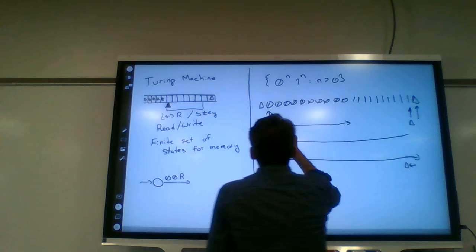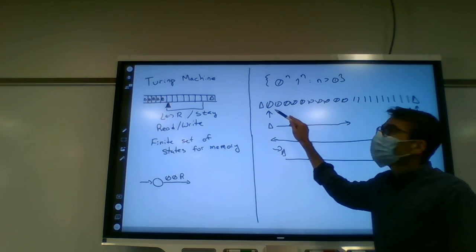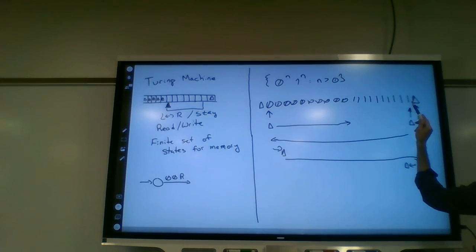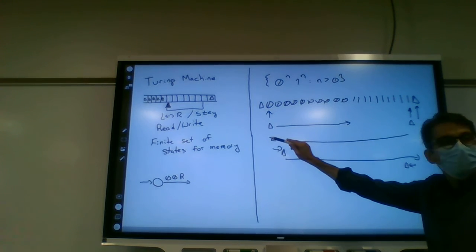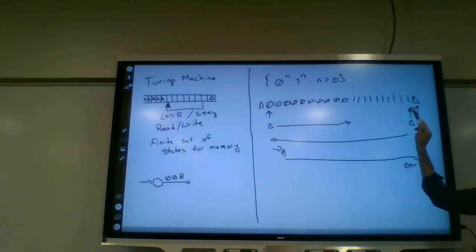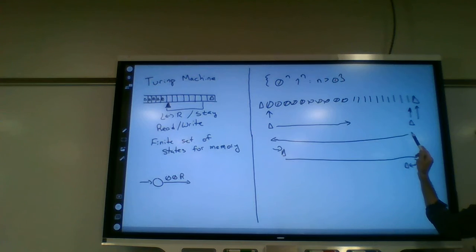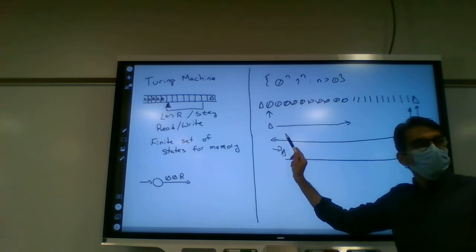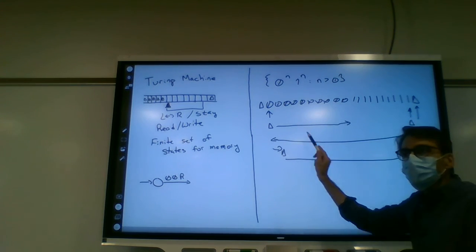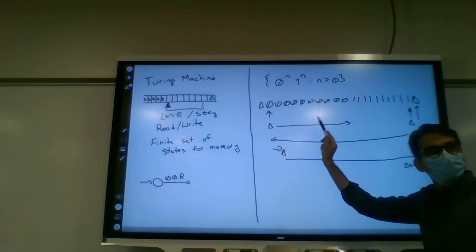What if, once we mark off this 0, we come over here and mark off this 1, instead of coming all the way back, we just go to the next one, mark it off, and then come back and try to find a 0 to match it with. And then find a 0, match it with a 1, find a 1, match it with a 0.